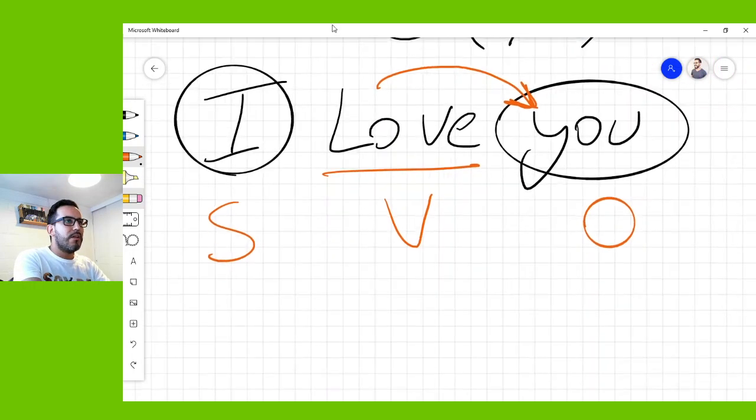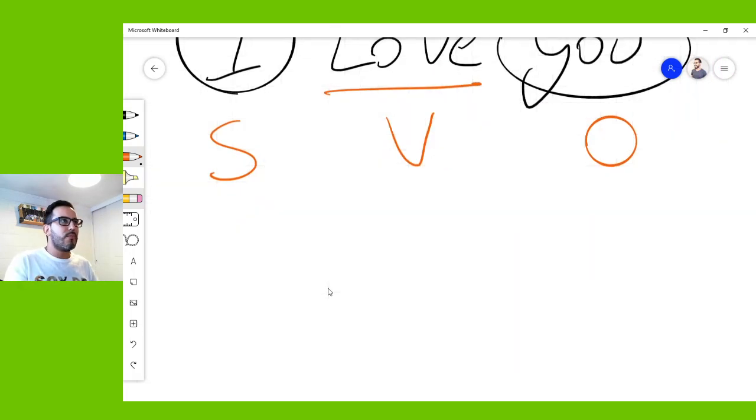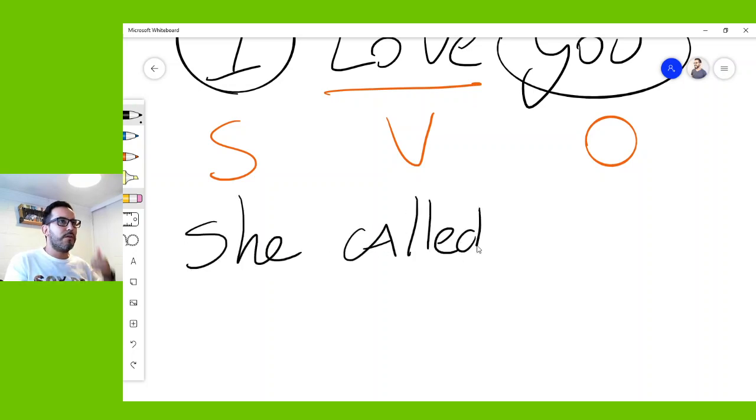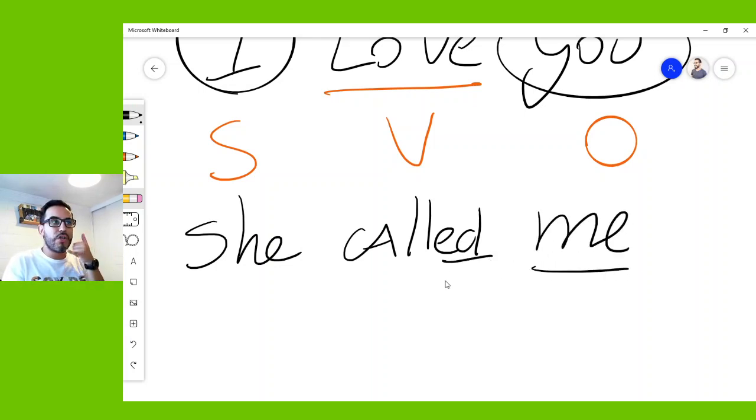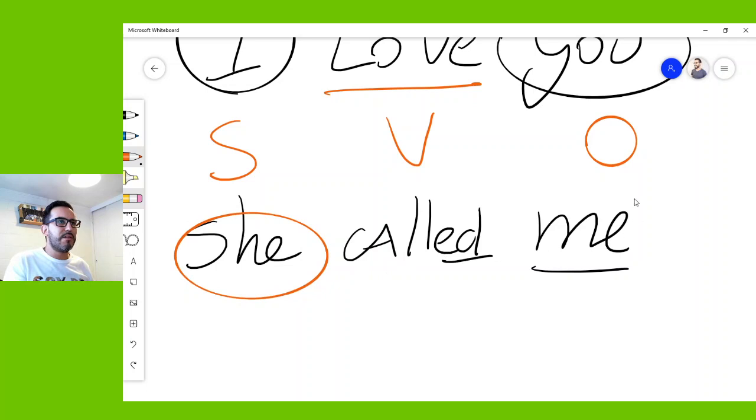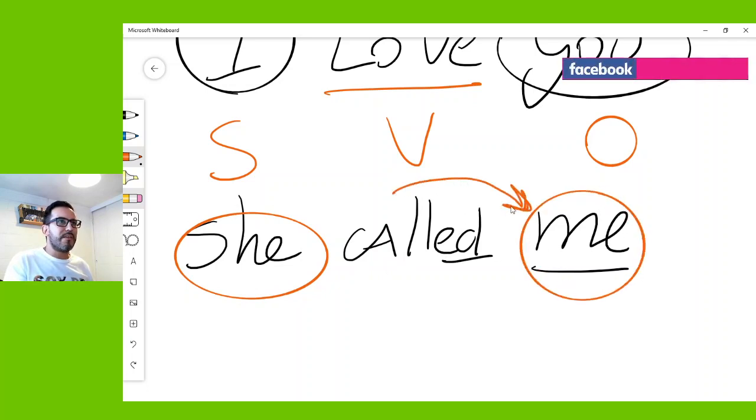Okay, another example. When I say she called, okay, she called in the past tense, she called me, me llamó, she called me, ella me llamó, she called me. We have the subject and the object. The object is affected by this verb, okay? Is that clear?